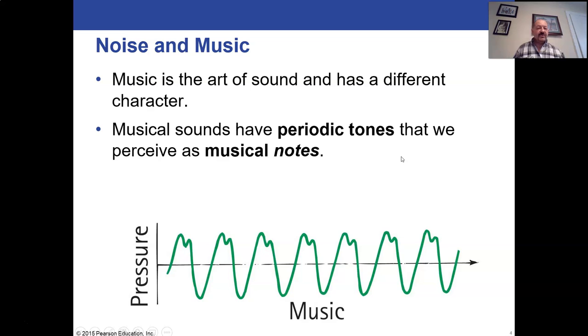Okay, so music is the art of sound. It has a different character. All types of music have different character. And usually people can recognize music from non-music based on the character of the sound. It tends to have periodic tones, tones that we perceive as musical notes or many musical notes.